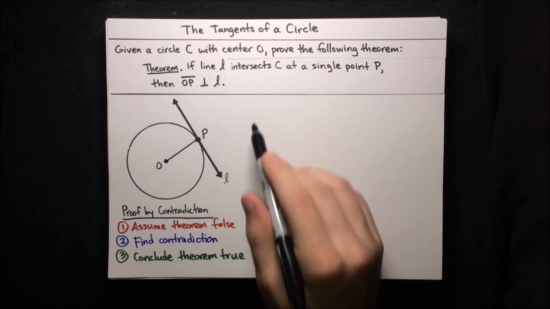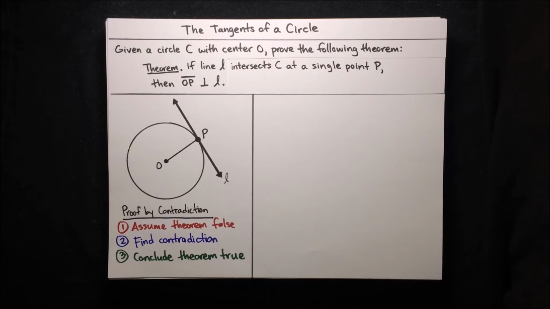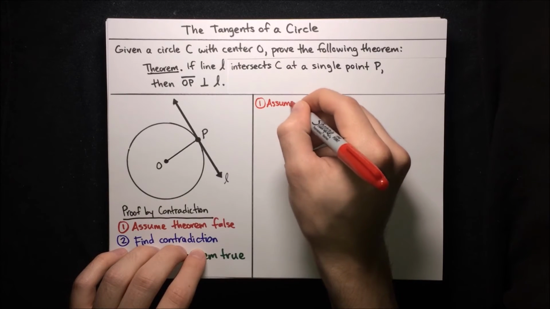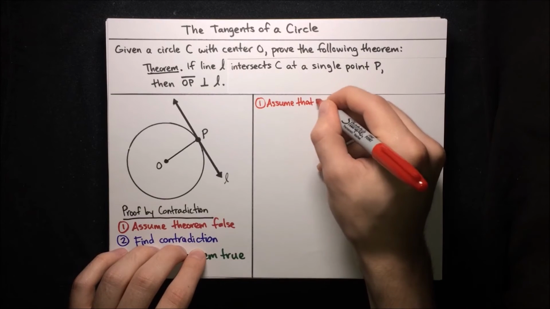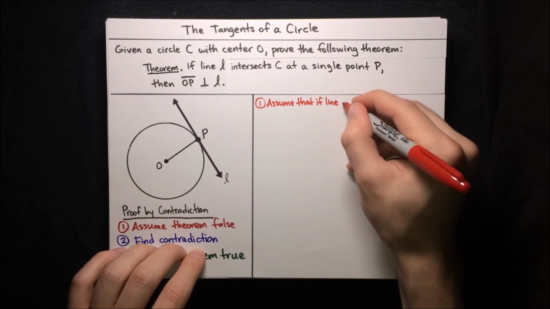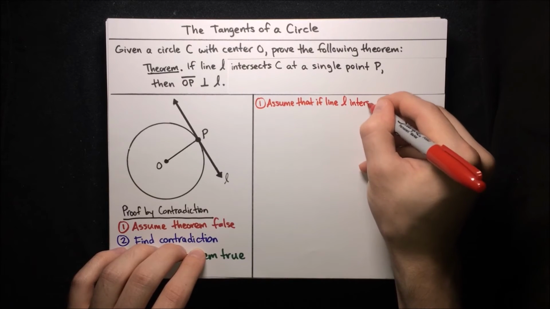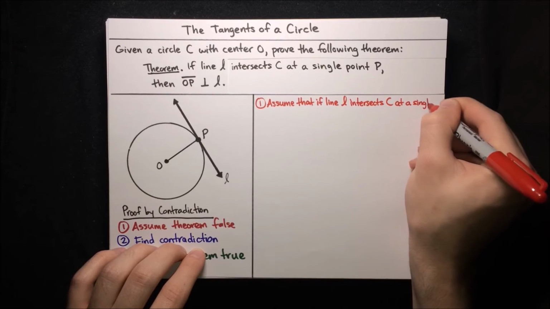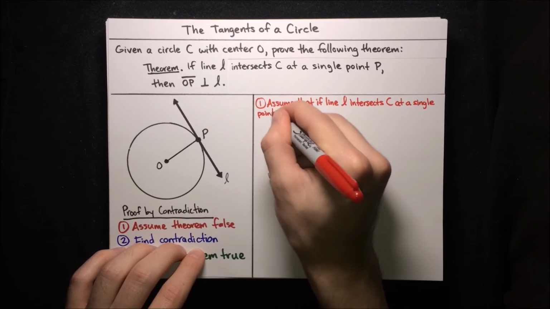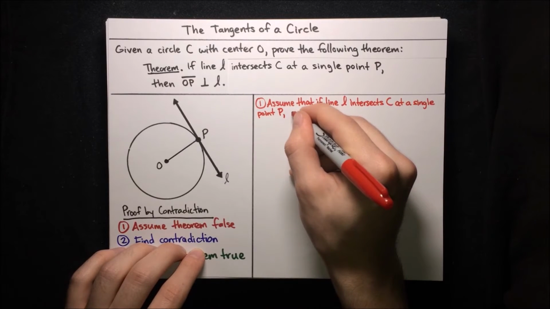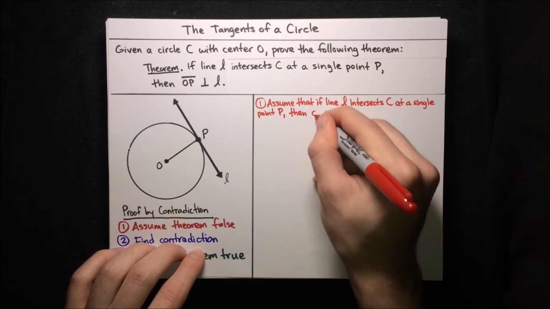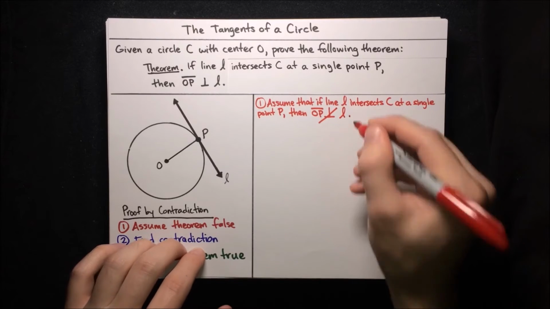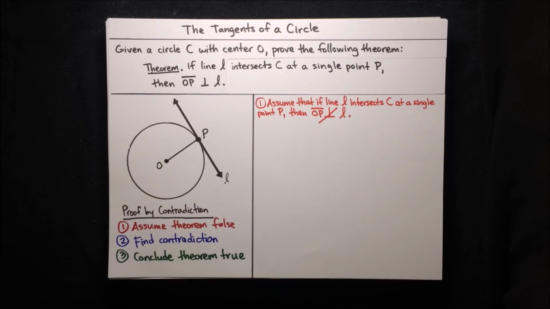And let's organize ourselves with a divider here. Okay, so step 1, we assume that the theorem is false. So we assume that if line L intersects C at a single point P, then OP, the segment, is not perpendicular to line L. Our goal is to find a contradiction that results from this assumption.